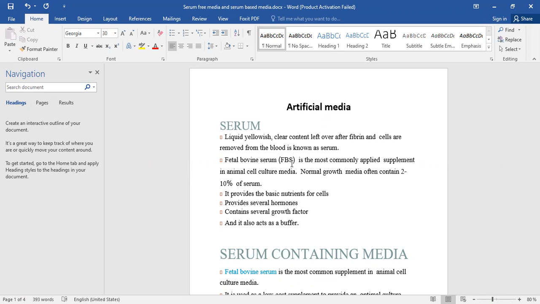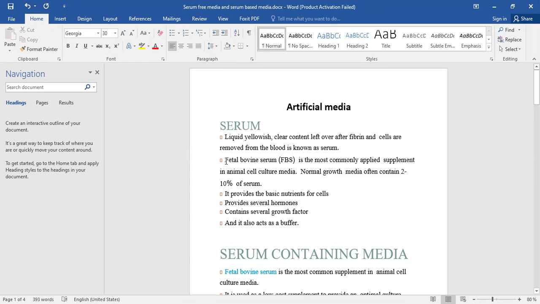So in the previous video we discussed the culture media, which are natural media. Natural media means the media which are natural in condition, meaning they are biological in nature. For example, the serum is biological in nature. So that is natural media. But this serum is also added to the artificial media.